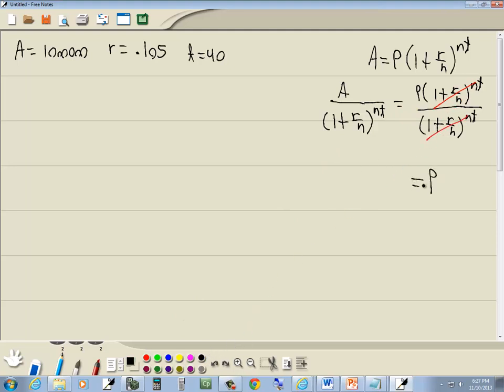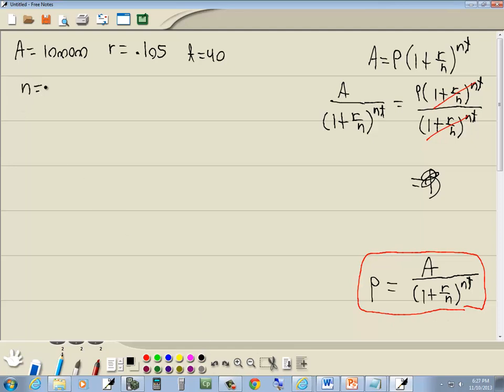And we got P is equal to A divided by 1 plus R over N to the NT power. That's the formula we're going to be working with on these first four.